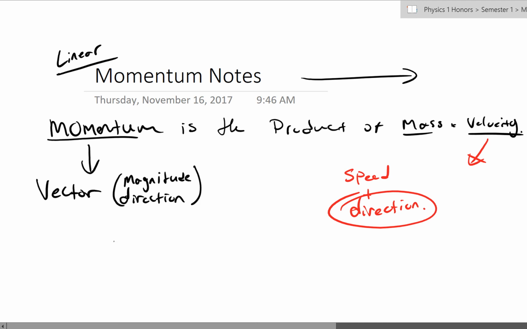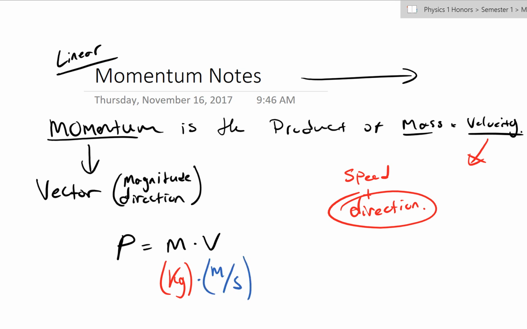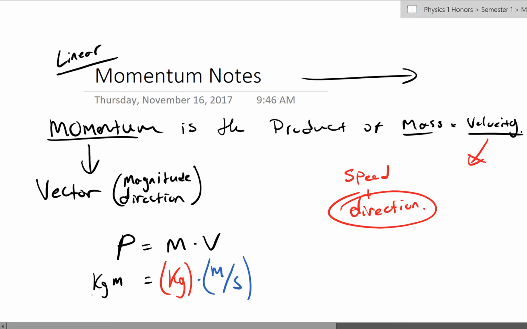So the equation we get for this, momentum is measured as a lowercase p, and it is equal to mass times velocity. The units for these are kilograms, as always, for mass, MKS. And then for velocity, we use meters per second. The product of those two together doesn't give us anything fancy, it just gives us kilogram meters per second.